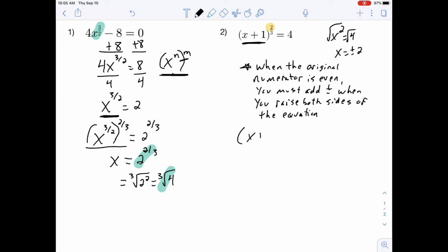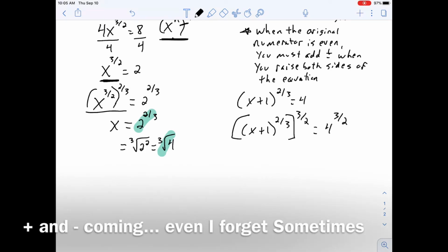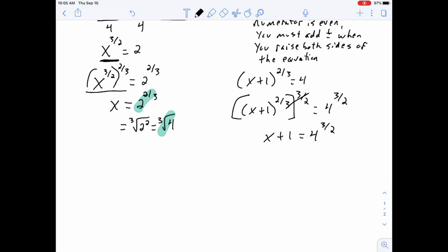So let's go ahead. I'm going to rewrite the problem right down here. We're going to raise both sides to the 3/2 because I can't move anything. It's going to look like this. That's my original side, and then I'm going to raise it to the reciprocal, and I have to do it to the other side as well. So now this goes away and leaves me with x plus 1 is equal to 4 to the 3 halves. Of course, I told you need to add plus or minus, and I forgot to put it there, so make sure you put that there. So it's x plus 1 is equal to plus or minus 4 raised to the 3 halves.